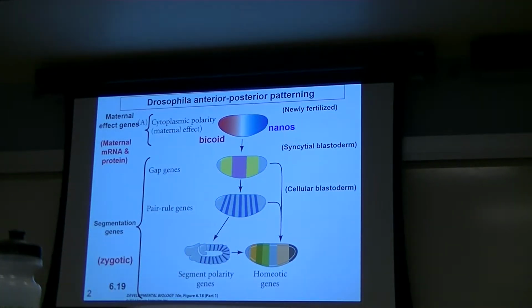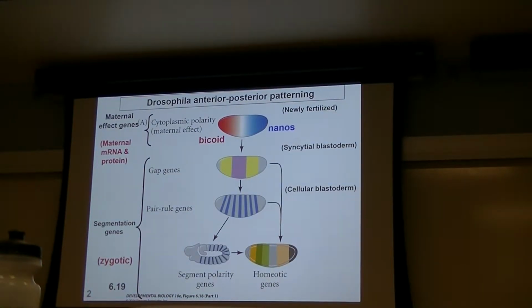Okay, so here's our slide that we left off with last time. Remember that we have both maternal components, made by the mother, by those nurse cells within the egg chambers that have been shifted over and placed in the Drosophila oocyte. And then we also have a number of different segmentation genes that are all transcribed from the zygotic nuclei within the embryo itself.